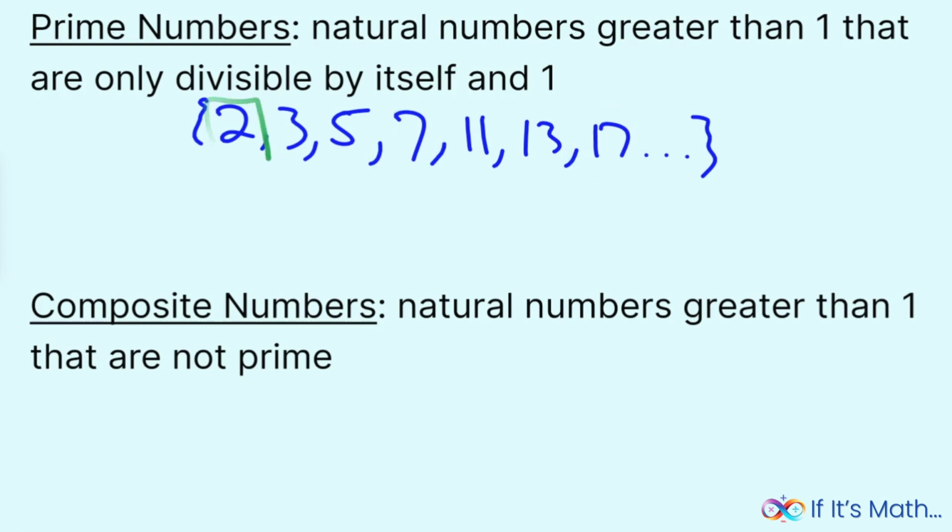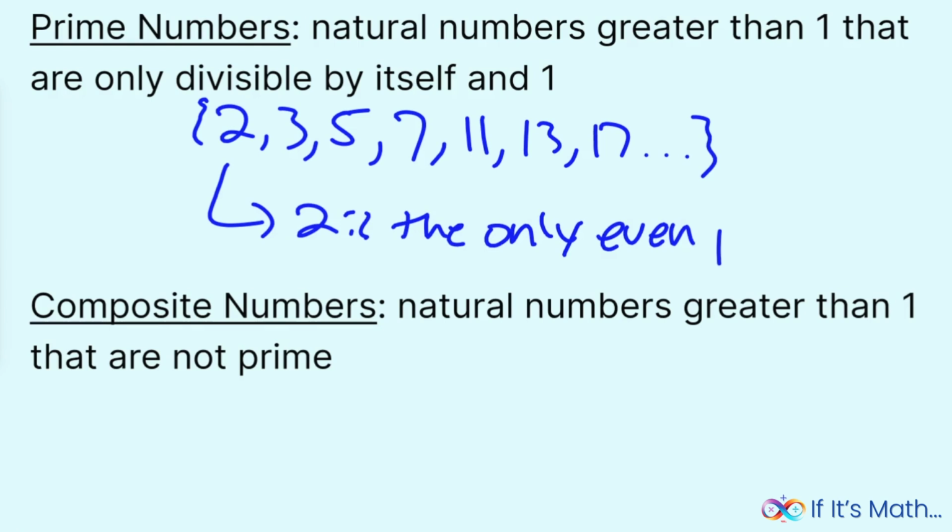So one quick note about 2. 2 is a special case because 2 is the only even prime. Any other prime number that you see is not going to be even. 2 is the only one.